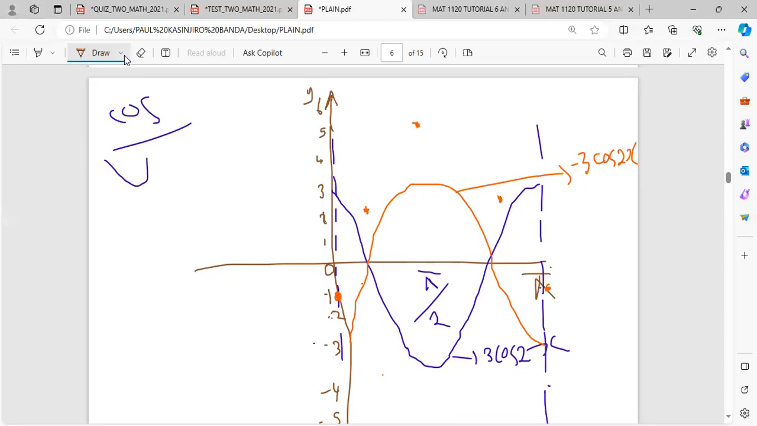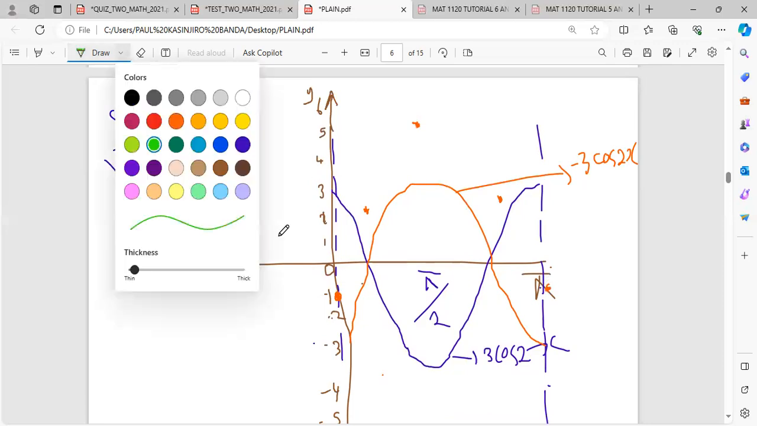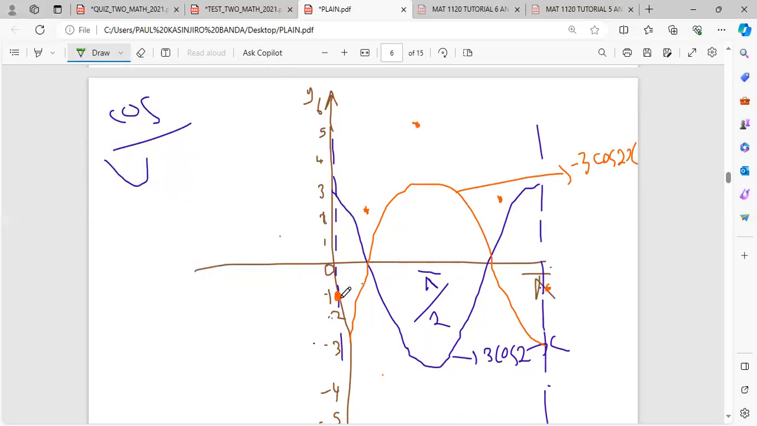So let me use a different color now to draw the final graph. The final graph will pass through that, and that. So this graph here, in green, is the graph of 2 minus 3 cos 2x. So that's how you go about that question.